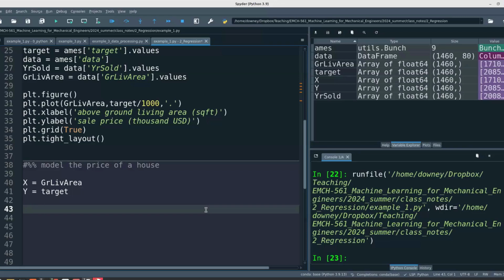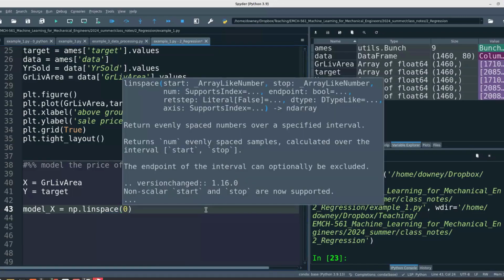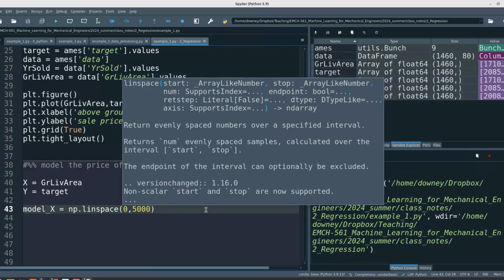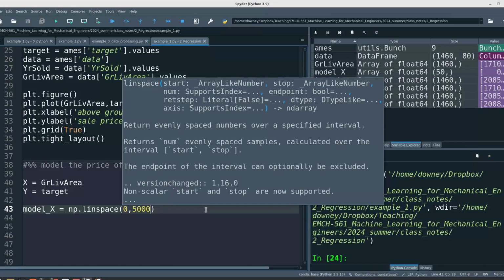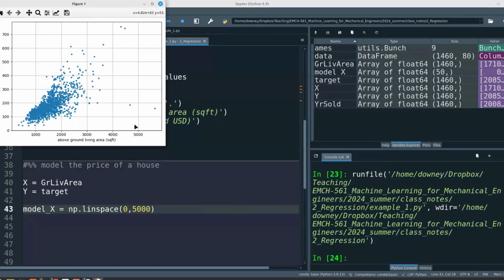Okay, and model_X is equal to np.linspace 0, 5,000. That just is going to create a vector in the X domain that's 50 elements long from 0 to 5,000. And 5,000 is, I mean, there were one or two houses above 5,000 square feet, but we don't have any data to model out to this, right? So the model's going to consider it, but we're just going to plot out to about 5,000 square feet. That's all that's doing.